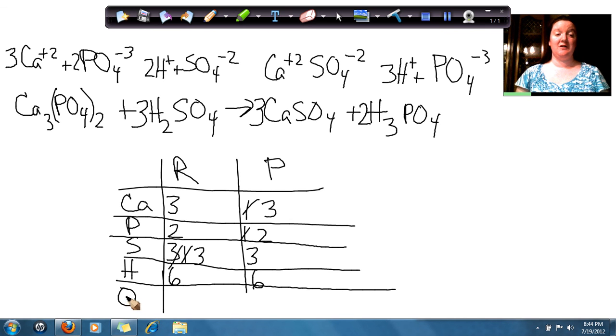Now let's look at our oxygen. Here I have 8 oxygen plus 12 oxygen. So that's going to give me 20 oxygen. Let's see if we have 20 oxygen on the other side. Well, here I have 12 oxygen plus 8 oxygen. So that's also going to give me 20 oxygen. It's balanced. I have 1 calcium phosphate plus 3 sulfuric acid going to 3 calcium sulfate plus 2 phosphoric acid. And now we have a balance.